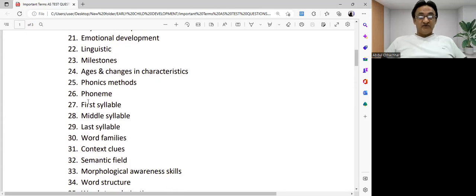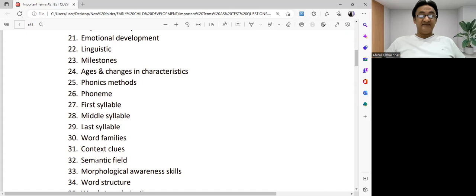And you should know this is the teaching method for reading, so that students can recognize the first syllable, middle syllable, and last syllable. So these are the teachers' practices in the classroom and the teaching strategies while teaching English. However, the word families, these are the practices for the teachers; teachers should use these teaching strategies.